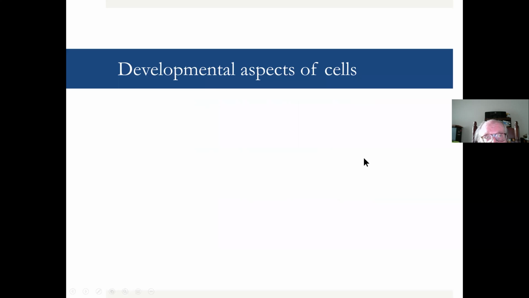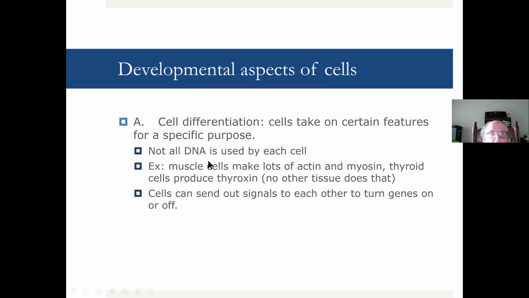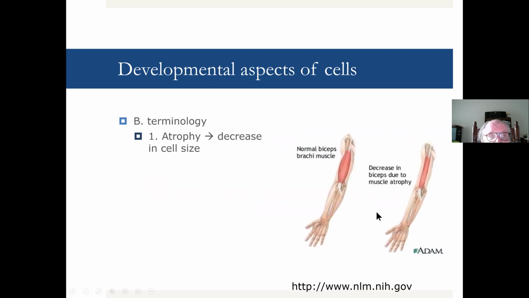There's that chart again. Cells can differentiate. We're at the last 5 or 6 slides. Not all DNA is used by each cell. I told you every cell is totipotent. The big toe cell has the potential to be a heart cell, but it has a signal making it a big toe cell. Muscle cells have a lot of actin and myosin. Thyroid cells produce thyroid hormone. Cells can send out signals to each other to turn genes on and off.